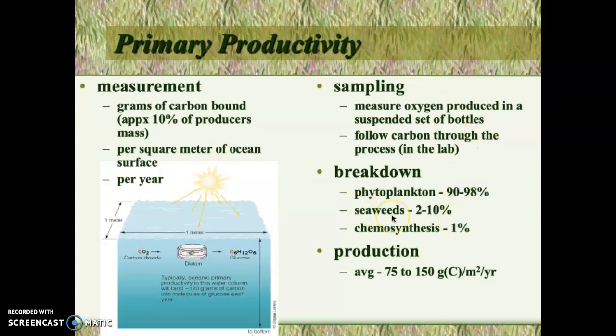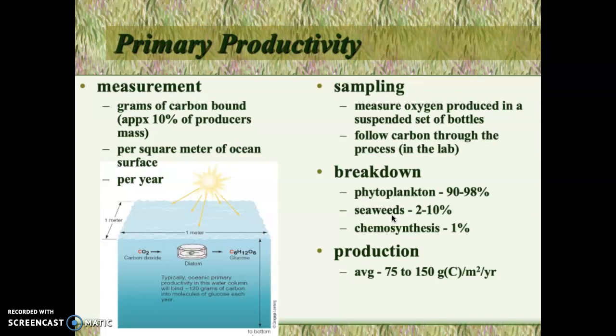And then what we find is the breakdown. The phytoplankton are 90 to 98% of the productivity in the ocean. So most of the productivity in the ocean are single-celled organisms that are photosynthesizing. And the example they have in the image here is a little critter called a diatom.